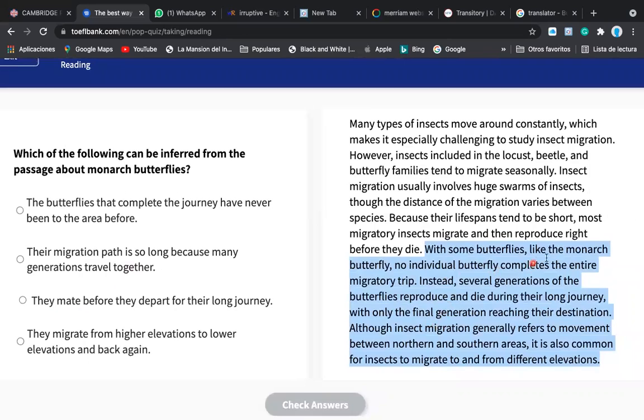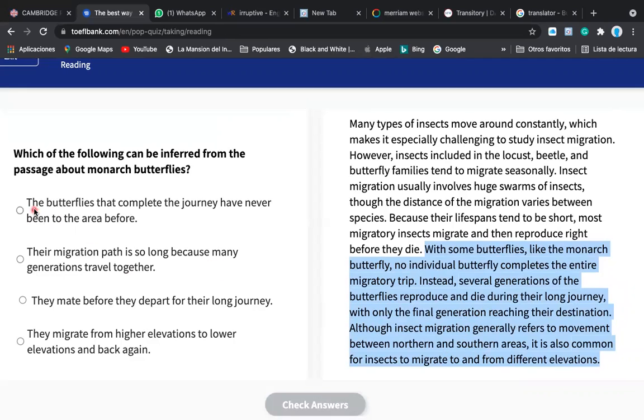With some butterflies, like the monarch butterfly, no individual butterfly completes the entire migratory trip. Instead, several generations of butterflies reproduce and die during their long journey, with only the final generation reaching their destination. Although insect migration generally refers to the movement between northern and southern areas, it is also common for insects to migrate to and from different elevations.